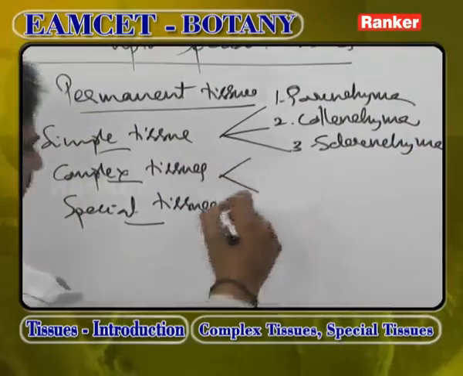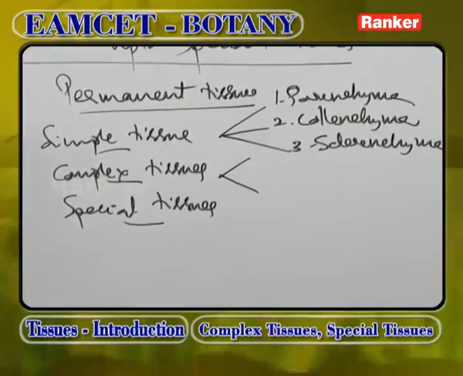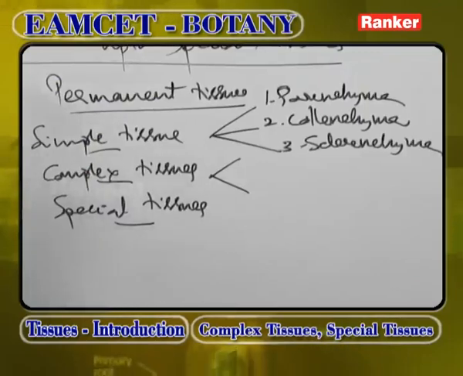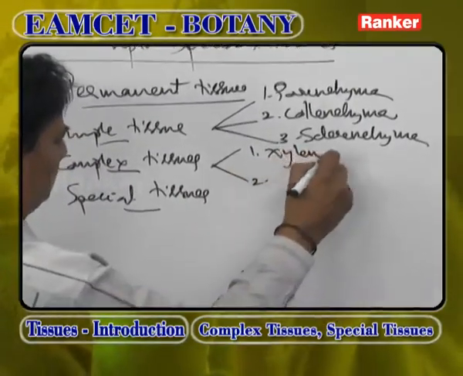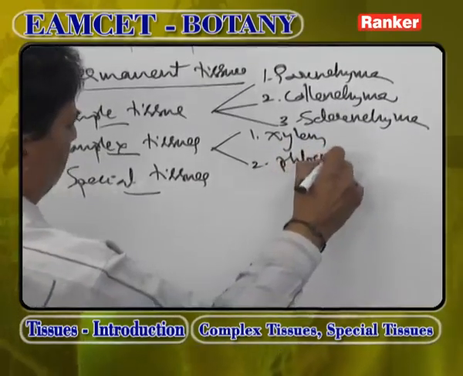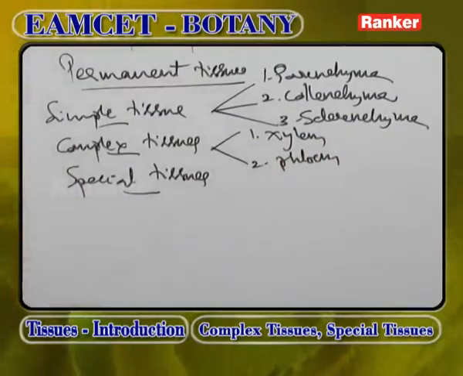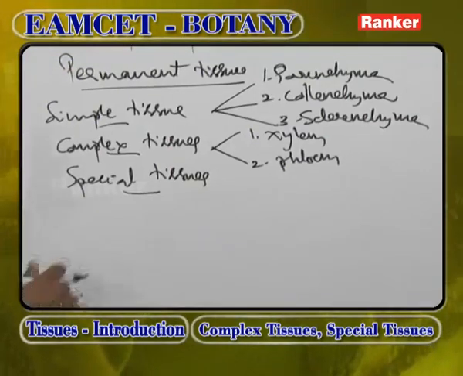Then complex tissues are the tissues which help in the conduction. They are in different shapes and forms but performing a same function. These are two types. One is xylem, the other is phloem. Xylem helps in the conduction of water and minerals from root to stem. Phloem helps in the conduction of food from leaves to various parts of the stem.